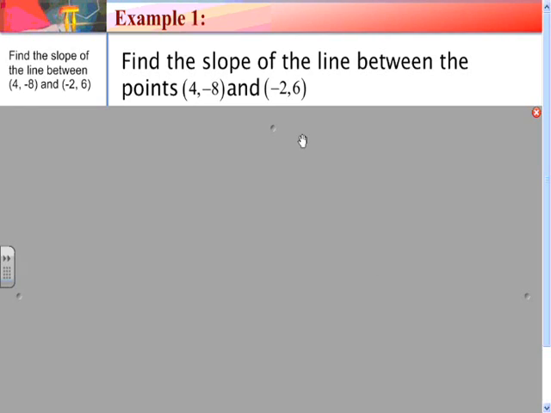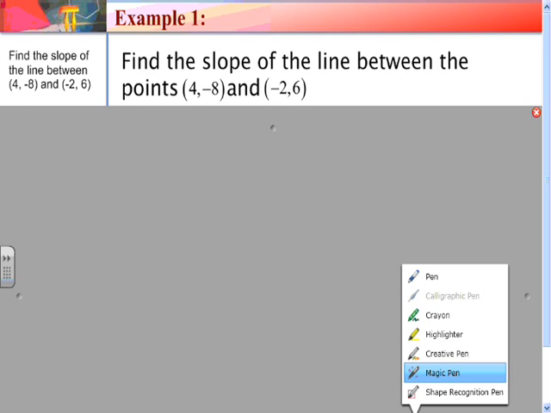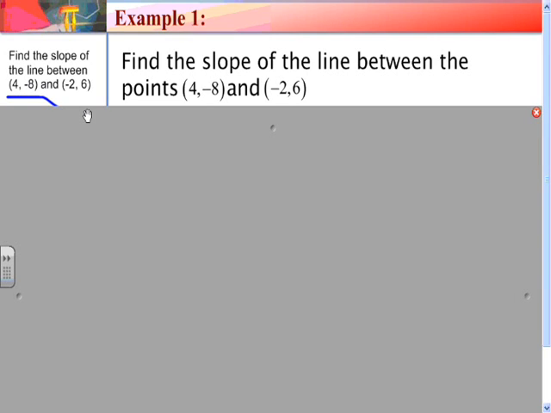Let's find the slope of the line between the points 4, -8 and -2, 6. And again, notice that over here on the left, I've included my exact question exactly as it's written in the example so that you can go back, read this question on the left, and then you'll have all the correct work here on the right to check yourself.